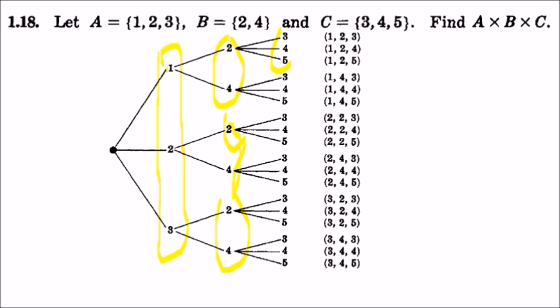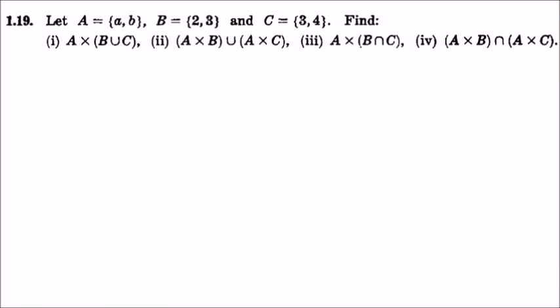No? So, starting here, 1, 2, 3, 1, 2, 4, 1, 2, 5, and then 1, 4, 3, 1, 4, 4, 1, 4, 5, and so on. So, enumerating all of this, these are all the elements of their product. Okay, so next problem, 1.19. So let A equal the set containing the elements a and b, B containing elements 2 and 3, and C containing elements 3 and 4. Fine. Okay. The product of A and then B union C.